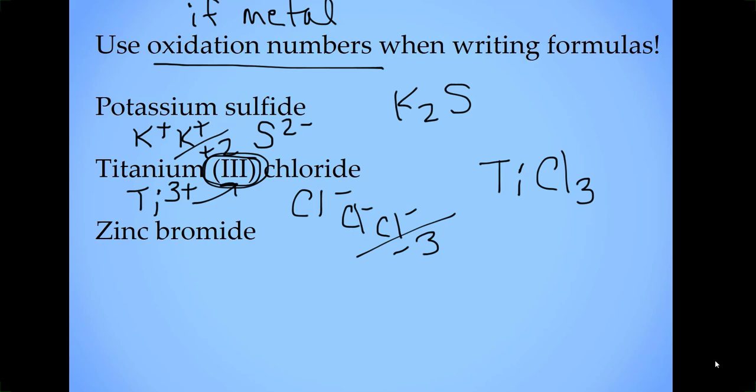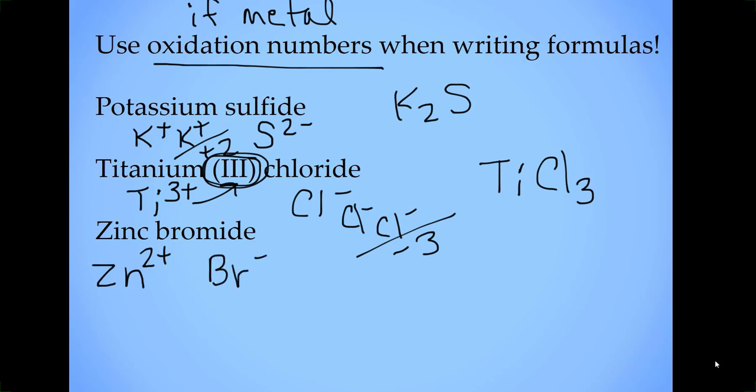So we have zinc. Zinc is one of those metals that only has one oxidation number. So that's why they don't say zinc 2 bromide. Zinc is always a +2. It's in that 2B family. So it would be a +2. And then bromine is a -1.